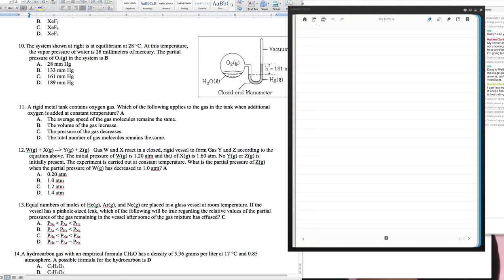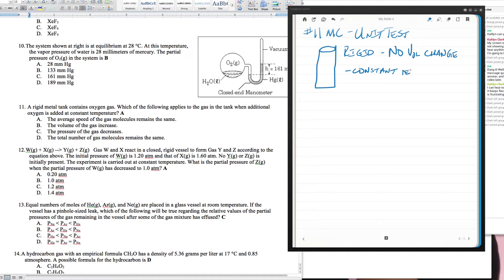All right. So this is number 11, multiple choice, unit test. Which of the following applies to the gas in the tank when additional oxygen is added at constant temperature. Okay, so the things that you need to recognize are that you have a rigid tank. What rigid means is that no volume change. And then they said that it's constant temperature in this example, which is interesting. And they're adding more oxygen gas.